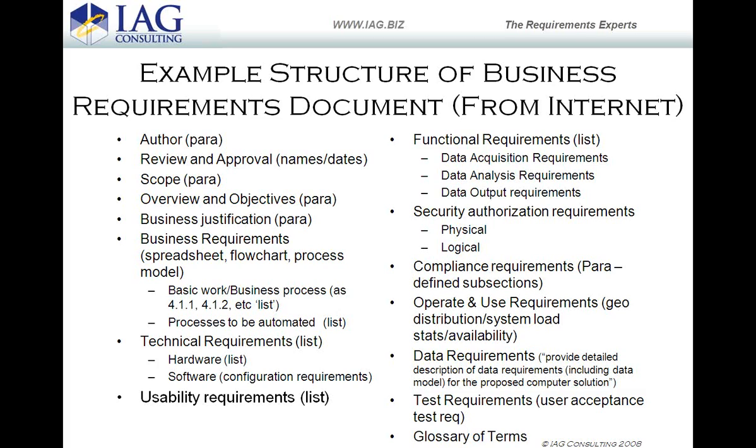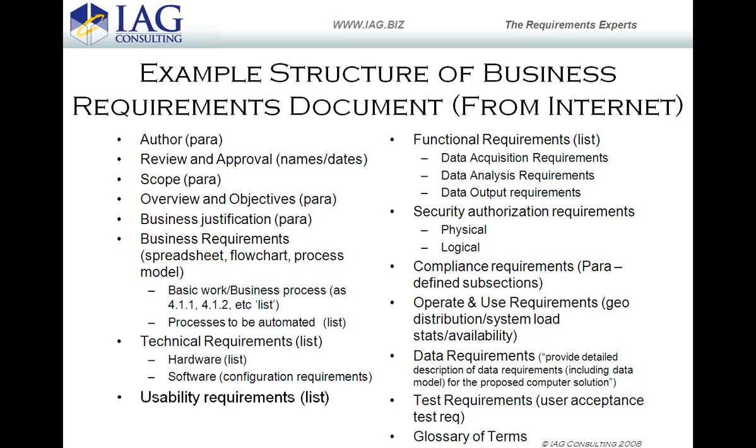Then let me just kind of fairly represent this. So the first thing they're looking for is the author, and para just means there's a space. There's a paragraph that you could stick in author or multiple authors' names. Then the review and approval, which is basically a grid for names and dates. That was the next thing.